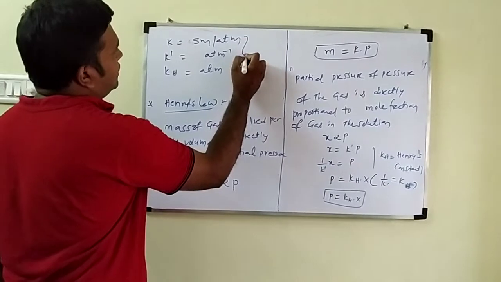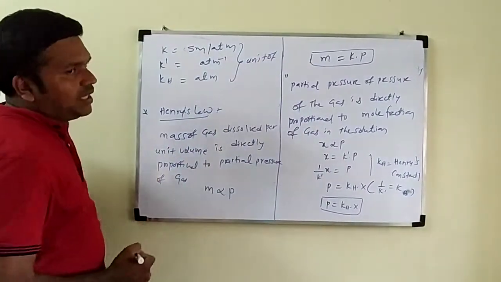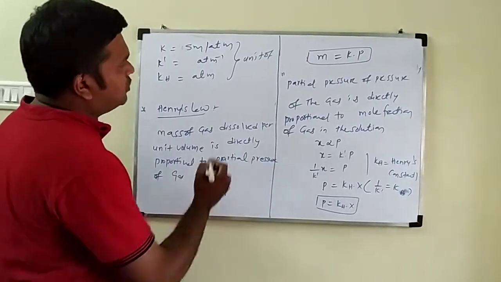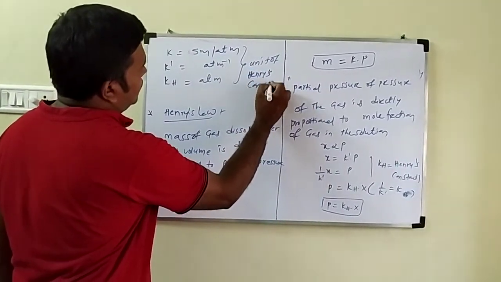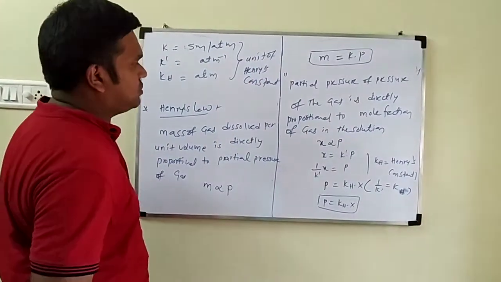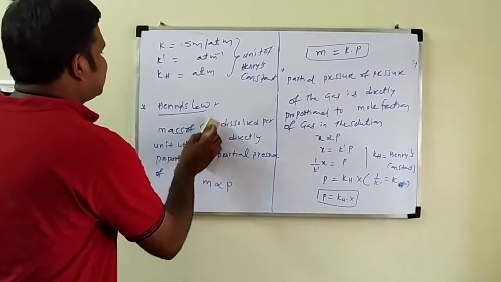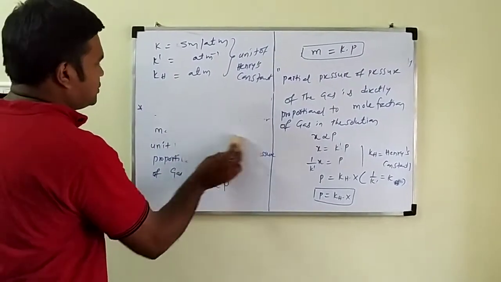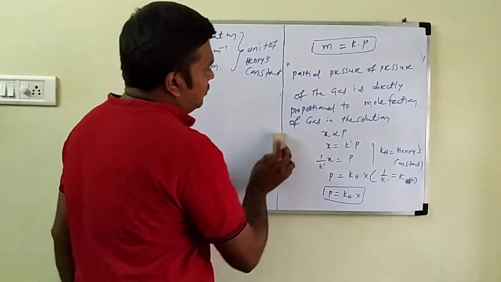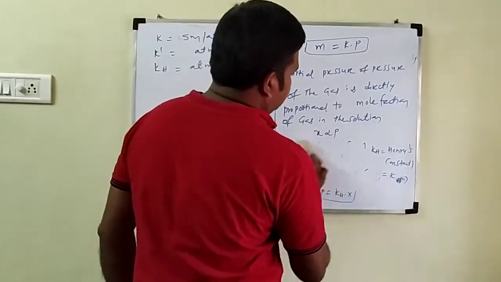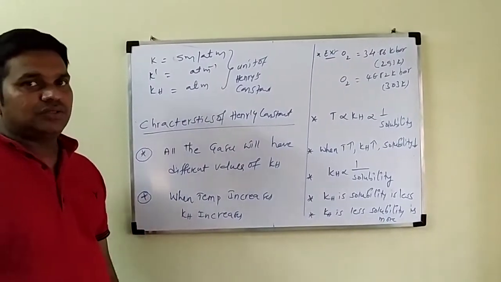So these are the units of Henry's constants. Next, what are the characteristics of Henry's constant? Let us see the characteristics of Henry's constant.